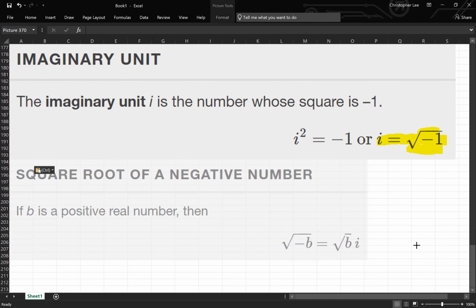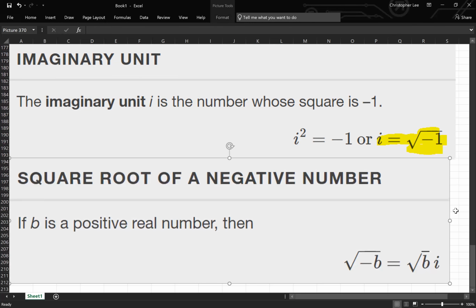All right, let's just add on to that. For the square root of a negative number, if b is a positive real number, then the square root of -b is equal to the square root of b times i. Now, me personally, I don't like to write it like that, but we're gonna talk about that.